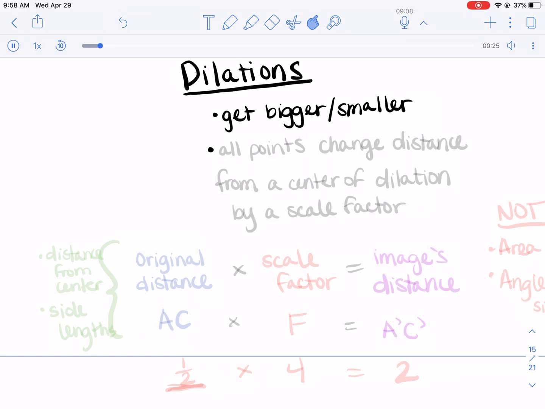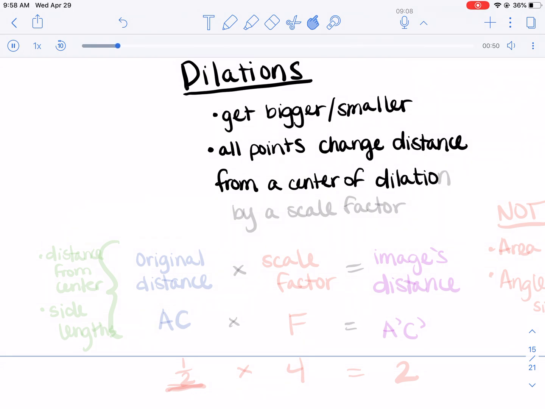And one way to think about dilations is that all the points of the shape change distance from one point, and that one point is called the center of dilation. And how you tell how far they change their distance is by something called a scale factor.